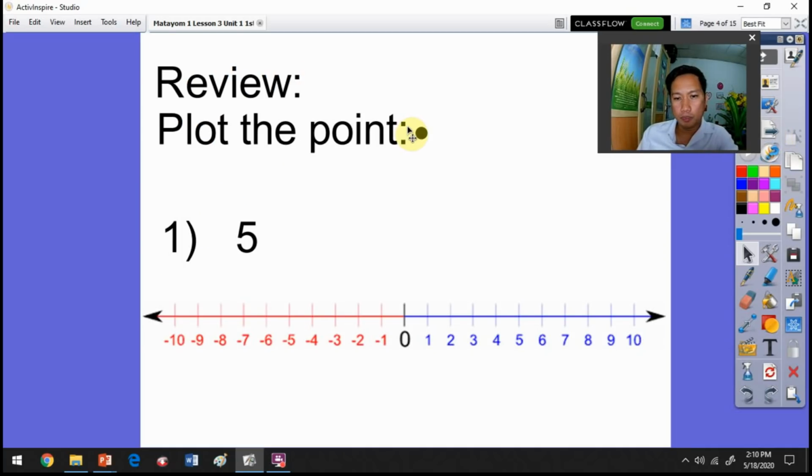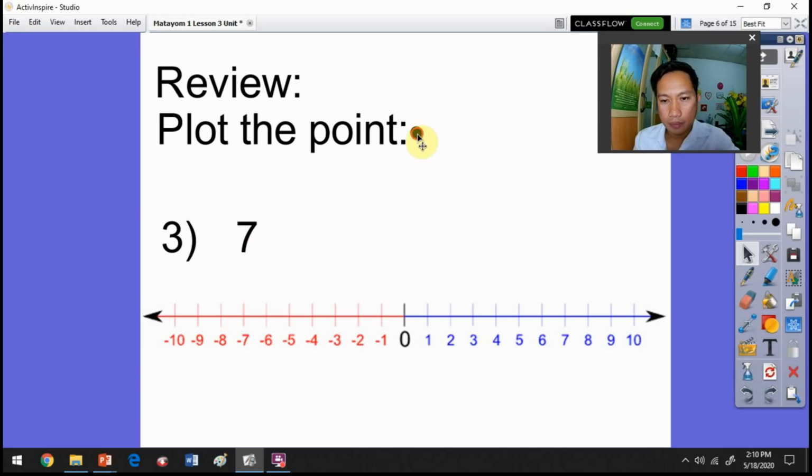Now, we will plot the point of the integers, as part of our review. For our first number, we have a positive number, 5. 5 is a positive number. A number that is positive is to the right of 0. So since it's a 5, we move 5 times from 0 and we will end up at 5. And that's it. Let's look at number 2, negative 3. We learned that if a number is a negative number, we move to the left of 0. So 1, 2, 3. Negative 3.